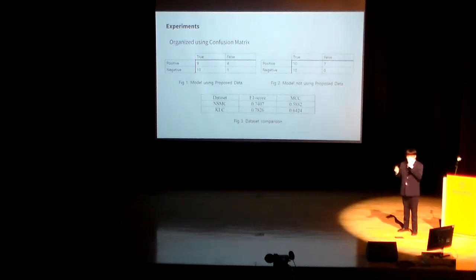MCC consists of values from -1 to 1. The closer it is to 1, the more confident the model with the proper answer has been created. Now, as you can see here, KLC clearly has a higher MCC than NSMC. Okay, so in conclusion, it can be interpreted that using literary data better understands the emotions of literature.